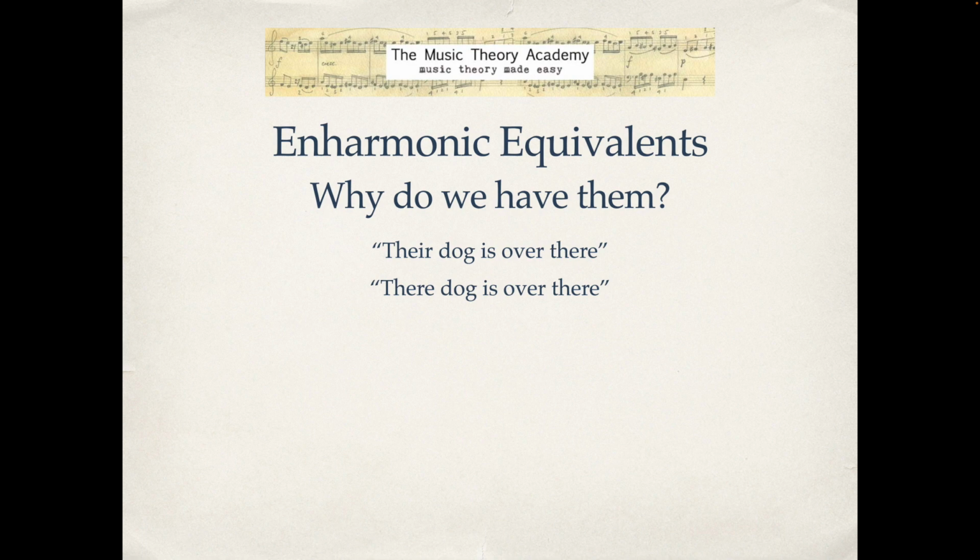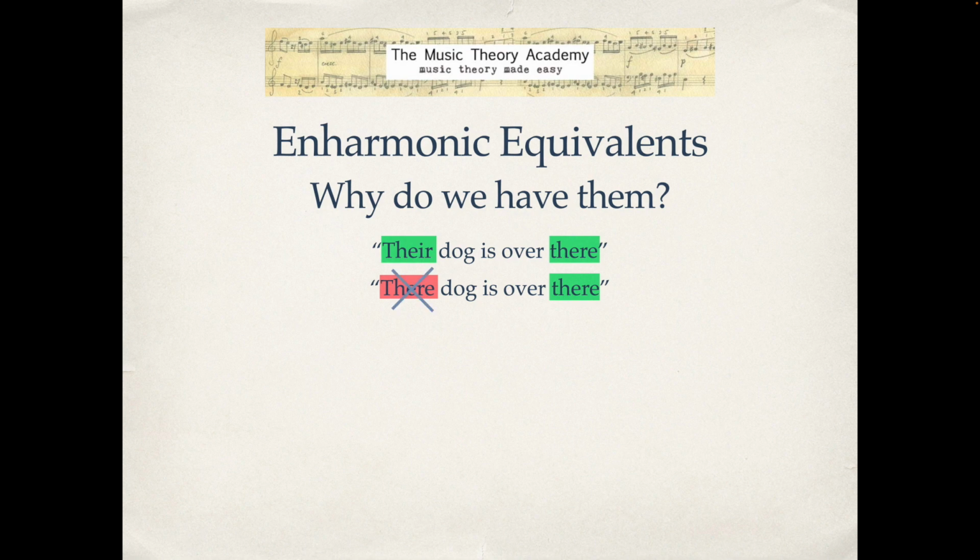However, if you know your grammar and your spelling, you know that the first sentence is correct and the second sentence is not. The first sentence, their dog, T-H-E-I-R, conveys the accurate sentiment of what we're trying to say. The dog belonging to those people is over there. It's in that place. The second sentence, their dog, T-H-E-R-E, sounds the same, but when you read it, you don't understand what they're trying to say. It's not accurately conveying the message. Now, enharmonic equivalents are there so that we can actually accurately convey what we are composing.